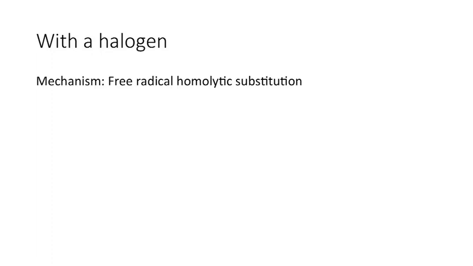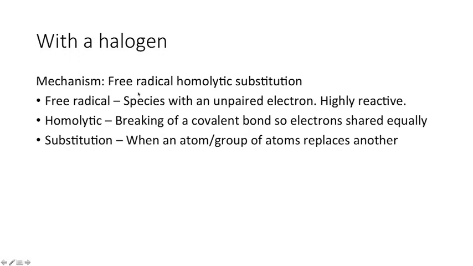Now, reaction with a halogen. The mechanism is free radical homolytic substitution. What does this exactly mean? A free radical is a species with an unpaired electron. It's highly reactive, and it's represented by a dot. You'll see that later. It's also homolytic, so it's the breaking of a covalent bond where the electrons are shared equally. And it's also a substitution reaction, where an atom or group of atoms replaces another.